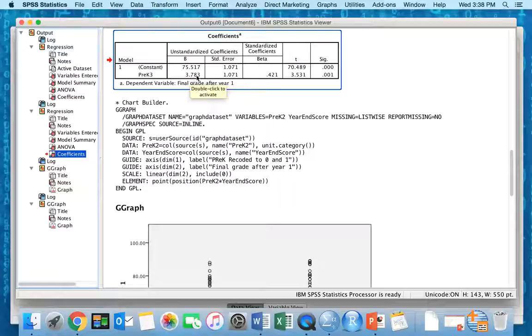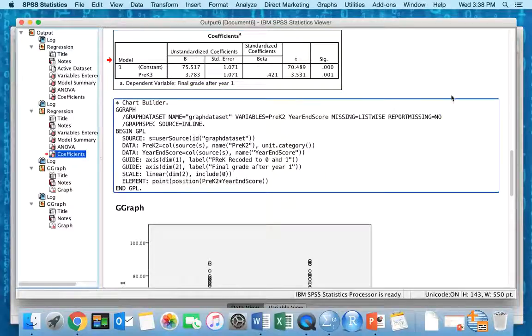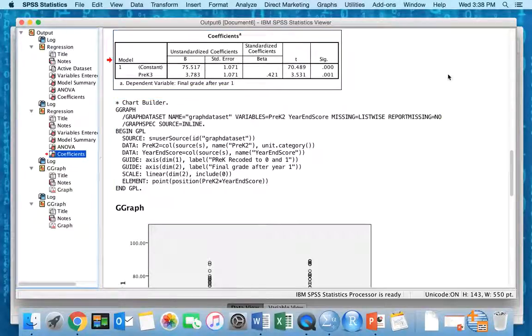And so this 3.783 is actually 1/2 the difference between the two groups, because we have stretched it out from -1 to 1. If I recoded the variable into -5 and +5, we would expect our coefficient to be 1/10 the difference between the two group means, because there are 10 units going from -5 all the way up to 5.